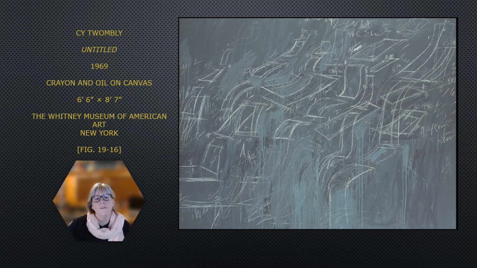Cy Twombly also knew Robert Rauschenberg, and it was Rauschenberg who suggested that Twombly study at Black Mountain College. It was there that he studied under Franz Kline and John Cage. In 1953, Cy Twombly served in the Army as a cryptographer, where he deciphered and used coded messages. He was a poet, painter, and sculptor.